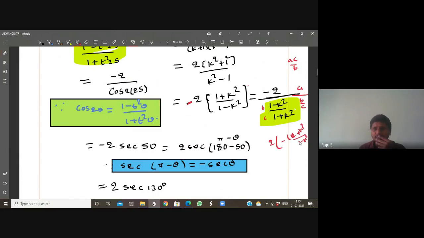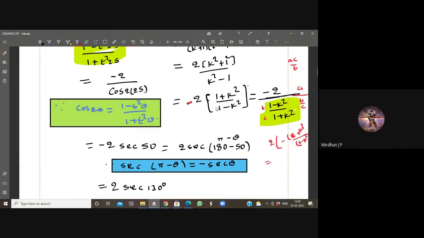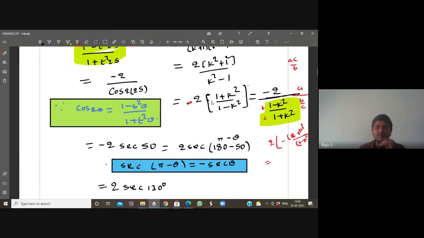Or else here, when I take minus common in denominator, we should not multiply minus to numerator as well as denominator. Either you can multiply minus to only numerator or only denominator. If you multiply both numerator and denominator, the answer will be wrong again. You should not multiply to both, only either numerator or denominator. That's all. Clear, friends?